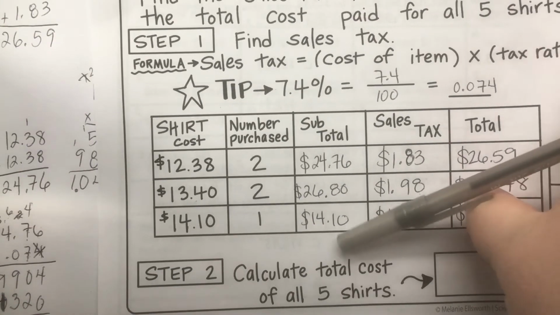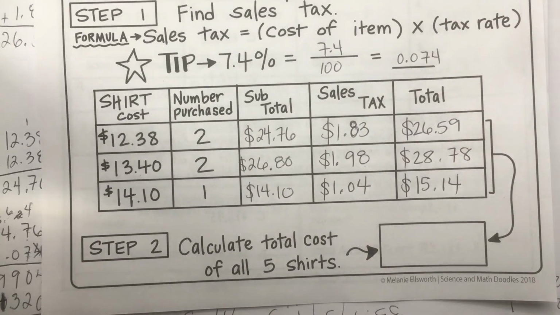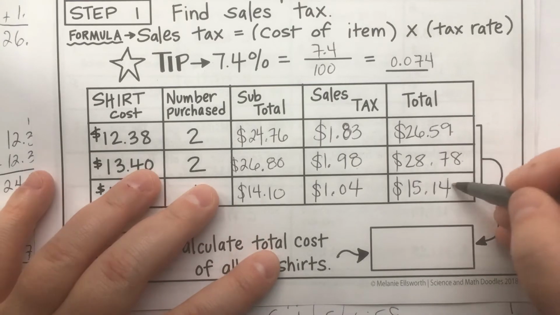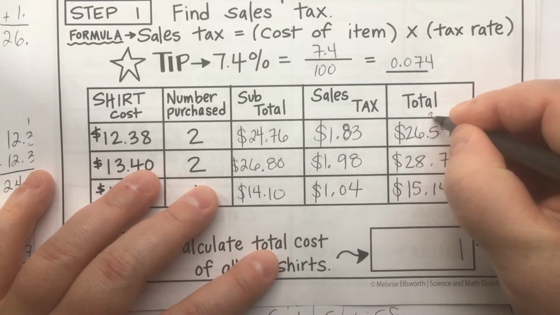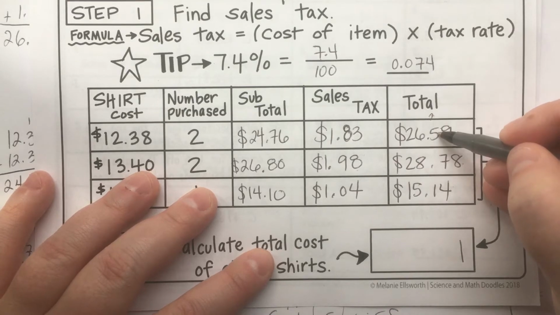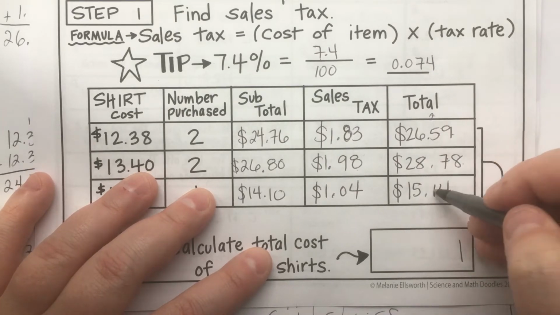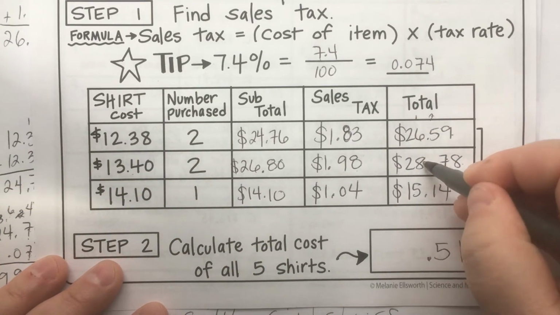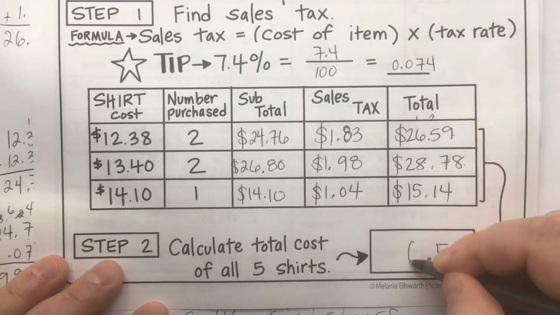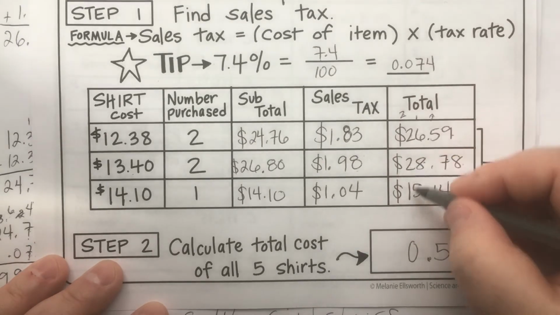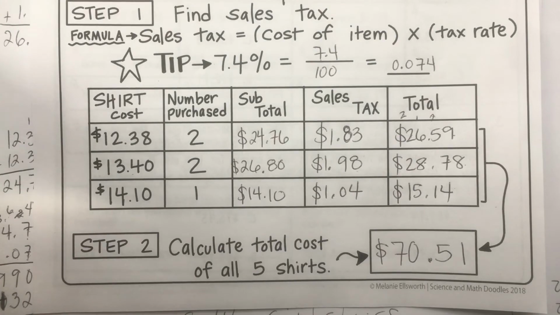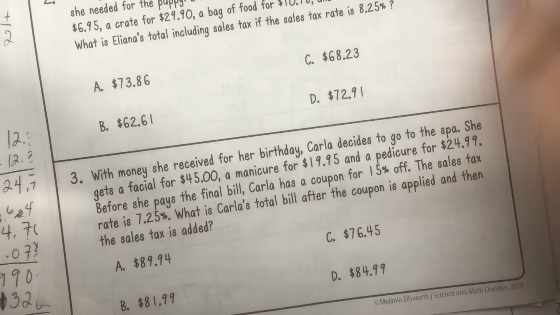Okay, to sum it all up, we're going to calculate the cost of all the shirts by adding. All right, so let's just add these three numbers up. 9 plus 8 is 17, plus 4, 21. Okay, 2 plus 5 is 7, plus 7 is 14, plus 1 is 15. 1 plus 6 is 7. 7 plus 8 is 15. 15 plus 5 is 20. 2, 4, 6, and 7. So 5 shirts altogether, $70.51 after tax. Okay, flip that over.